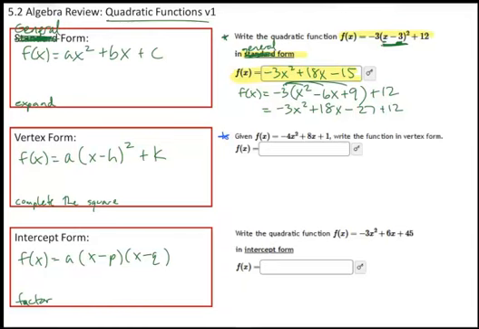Okay, but another way that you can, or one of the ways that you can rewrite an equation if it's given in that general form and you want to put it into the vertex form, okay, is to use what's called completing the square. And so this would be the process for completing the square.